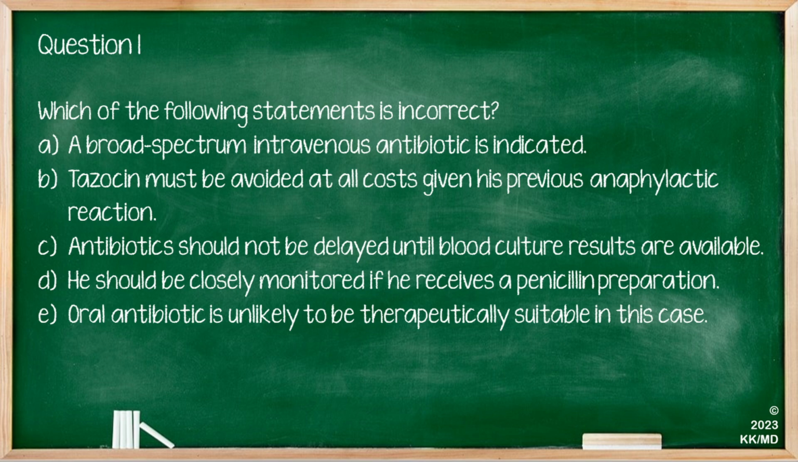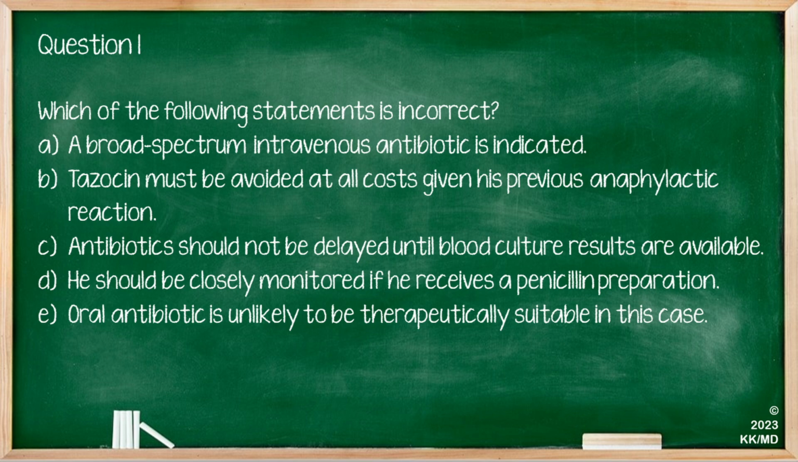Answer C tells us that antibiotics should not be delayed until blood culture results are available. This is definitely correct. He should receive antibiotics as soon as possible. Answer D, he should be closely monitored if he receives a penicillin preparation. Now, this is most certainly correct because we know he's had a previous adverse reaction to penicillin preparations, which comprised a rash, but it did not comprise anaphylaxis. However, we do need to monitor him carefully, just in case the reaction this time is different, if at all present.